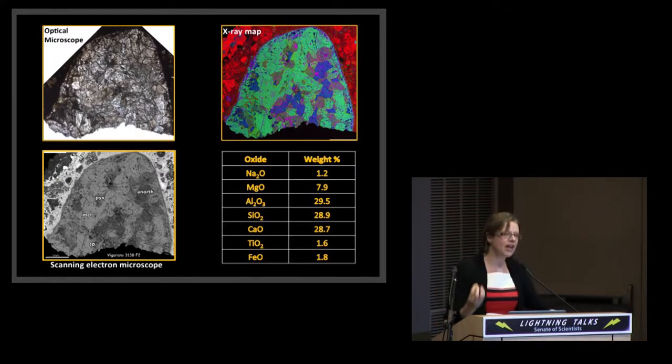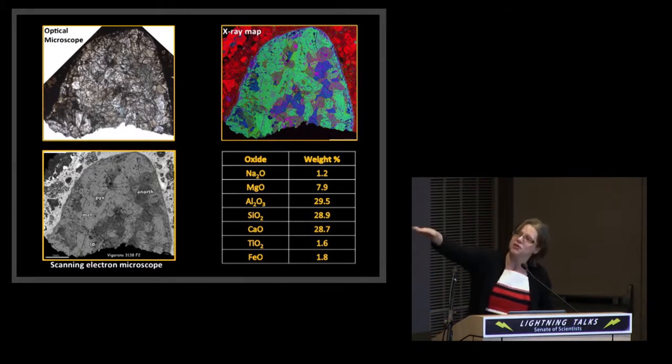Now, as that beam of electrons hits the surface of the sample, it interacts with the elements that are present in our minerals. Different minerals are made up of different elements and different abundances of elements. And what this results in is those different shades of grey. You can see just about there's 4 different shades of grey in our CAI. That tells us there's 4 different minerals present.